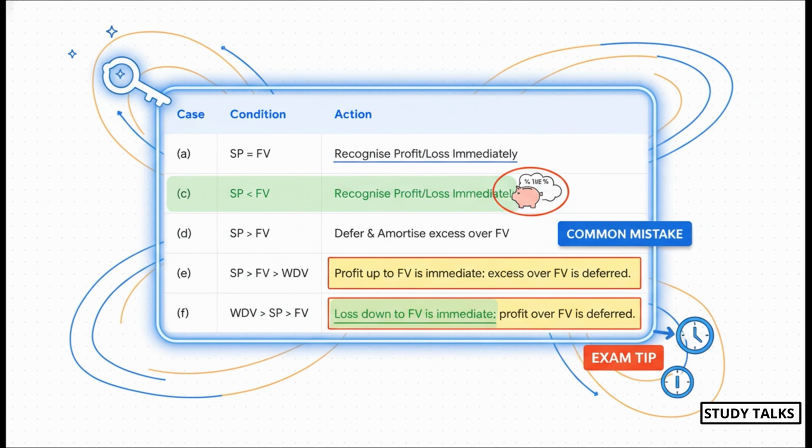Pay close attention to cases E and F. That's where you have to split the profit. The part related to the fair value gets booked now, the excess gets deferred.